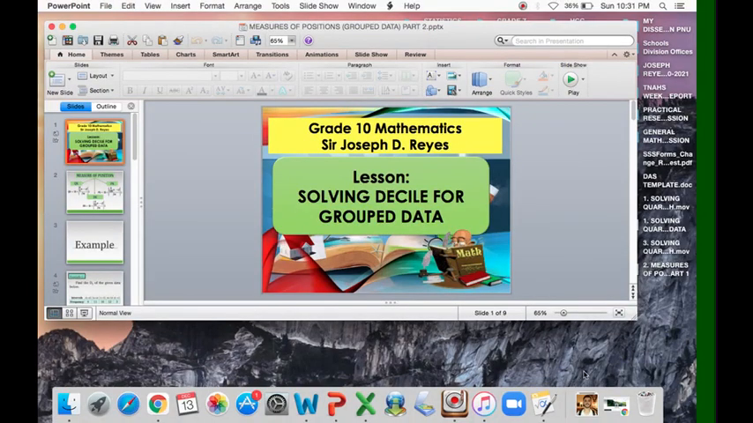So that's all about solving decile for group data. I hope you learned something from this lesson. With that, thank you very much for your listening.